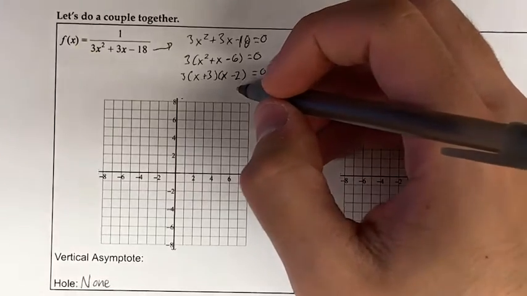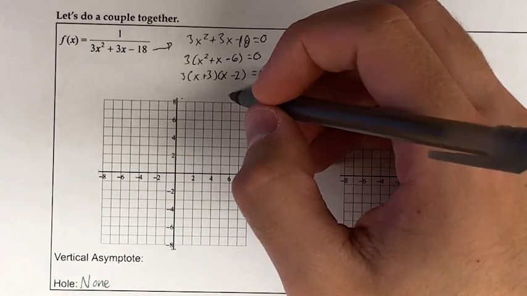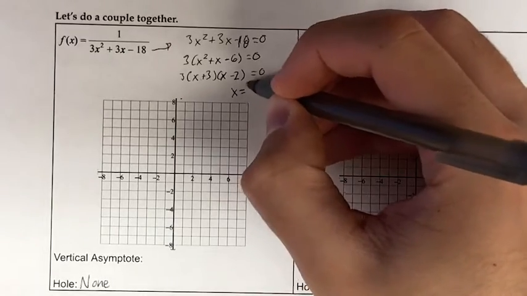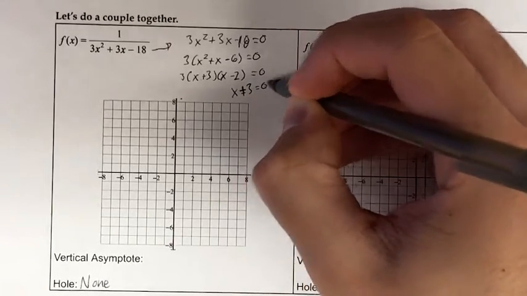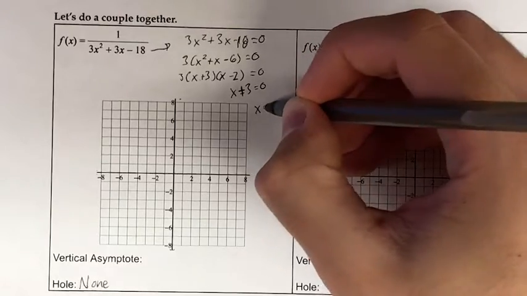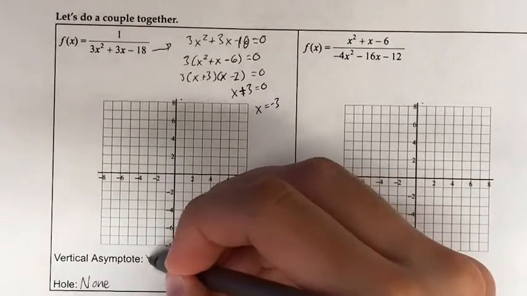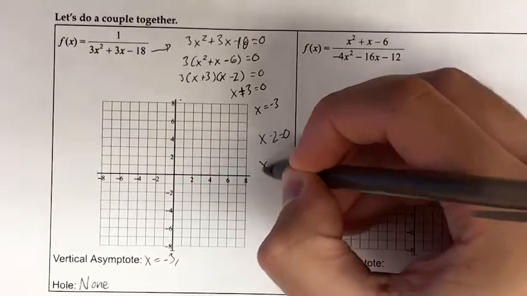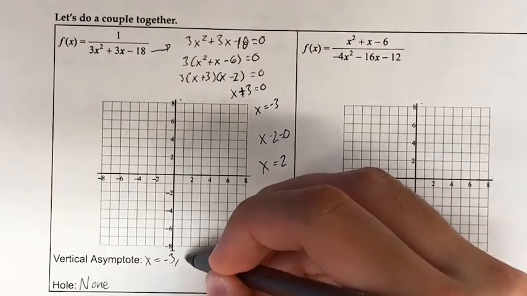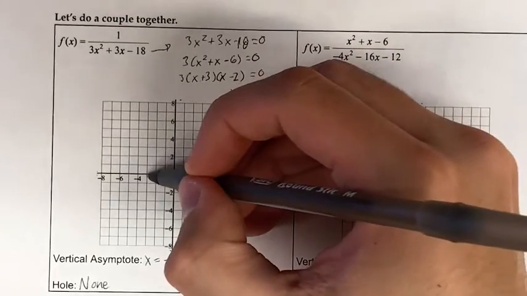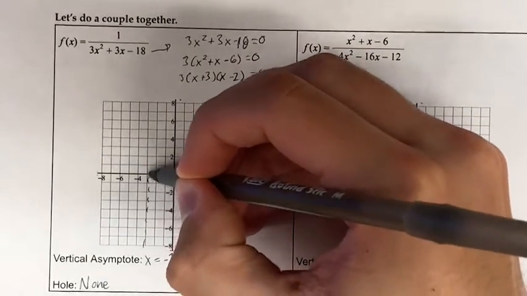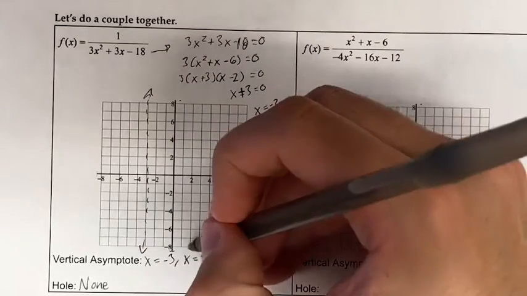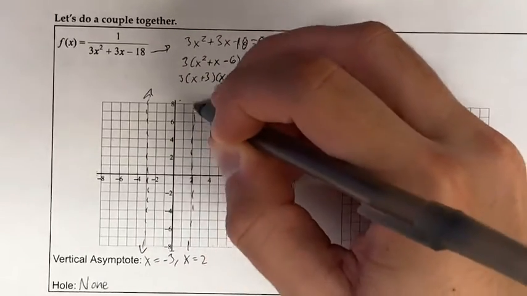So to find our vertical asymptotes, in this case, which is interesting, we set x plus 3 equal to 0, which will give us x equals -3. So that's our first one. And we set x minus 2 equal to 0, which will give us x equals 2. So x equals 2 is our second. So we have an asymptote here at -3. We have an asymptote here at 2.